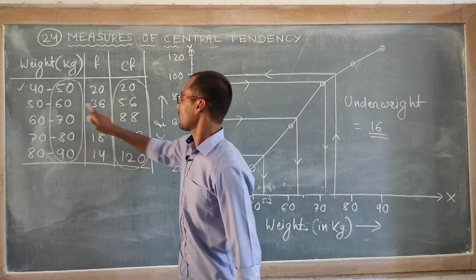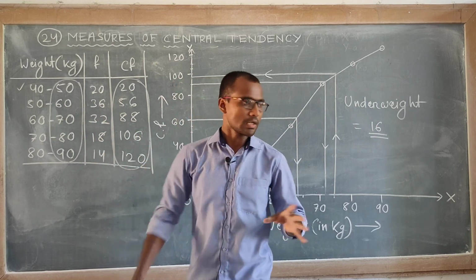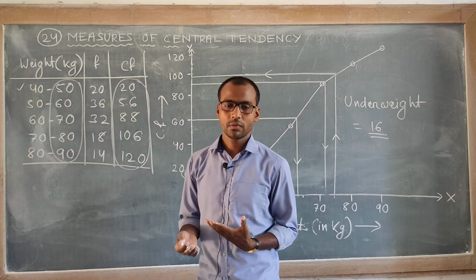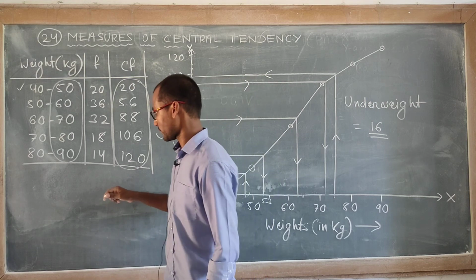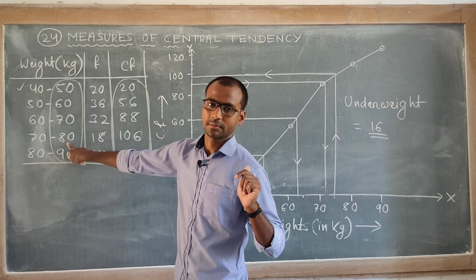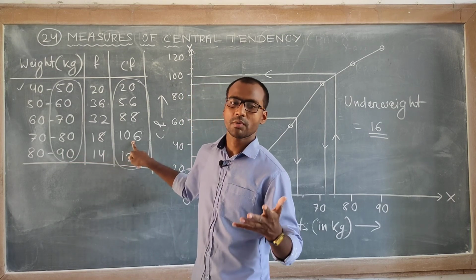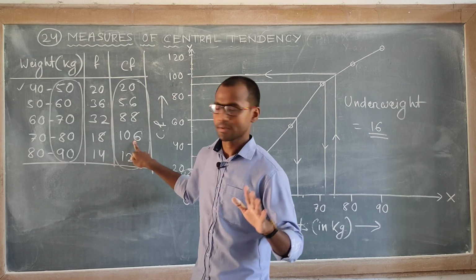Below 50, 20; below 60, 56; below 70, 88; direct answer. But for more than some value, you have to subtract from the total value. For example, above 80, how many students are there? Below 80, there are 106 students. So above 80, how many students will be there? 120 minus 106, that is 14 students.